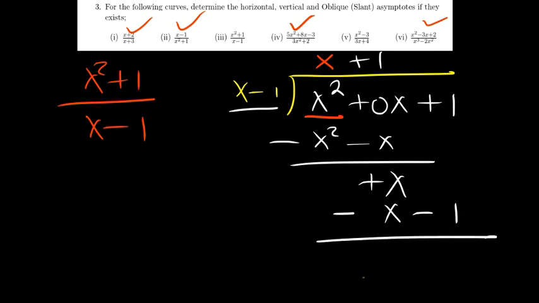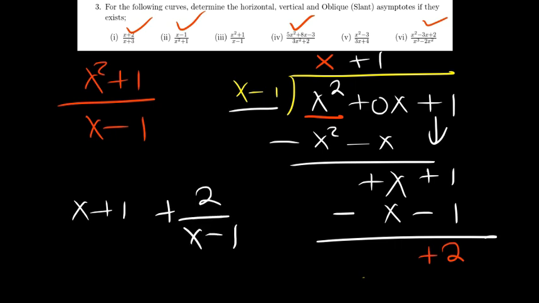And then we've got a negative there. You can drop a 1. So x minus x is 0. 1 minus 1, that's going to be a plus 2 because of this negative. Okay, so therefore what we have is the quotient is x plus 1, the remainder is 2 over the divisor, which is x minus 1.